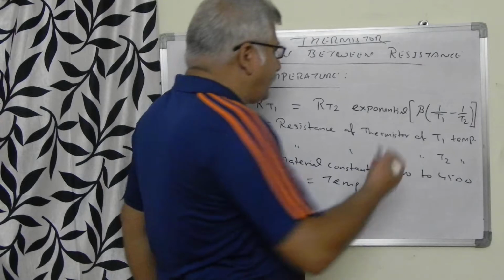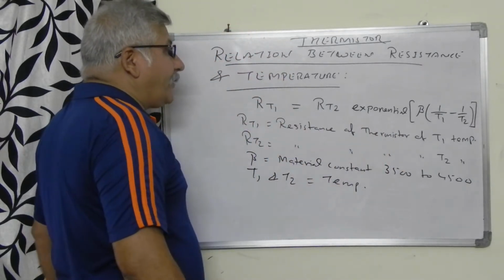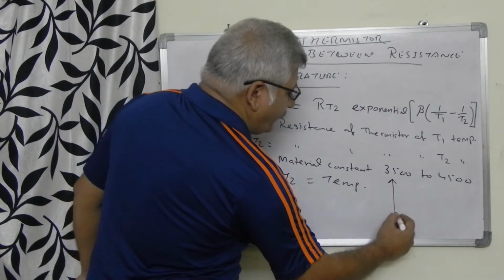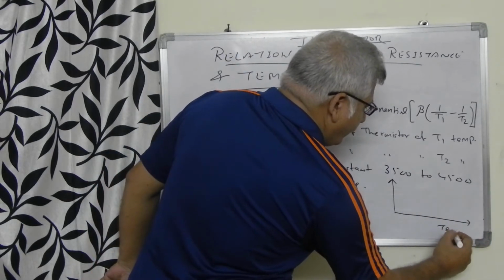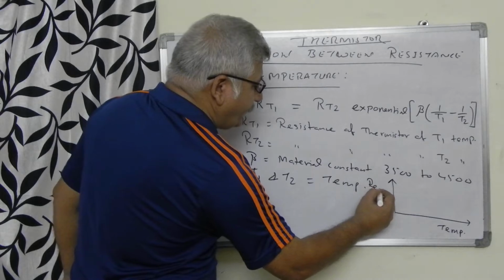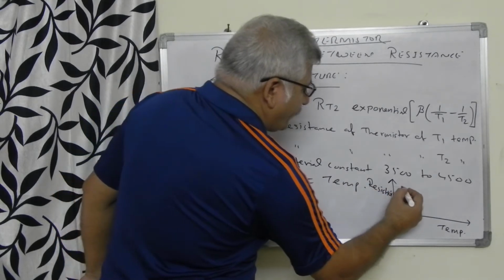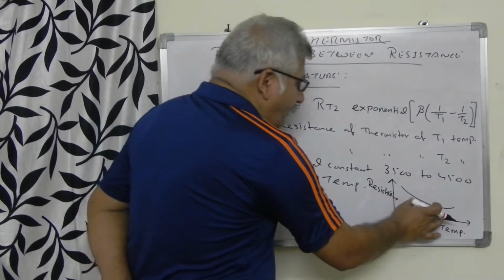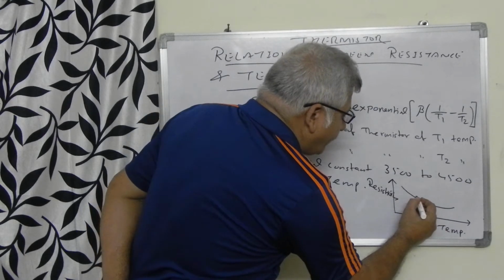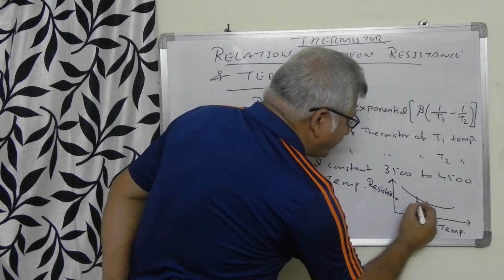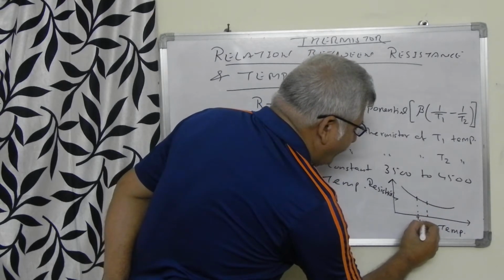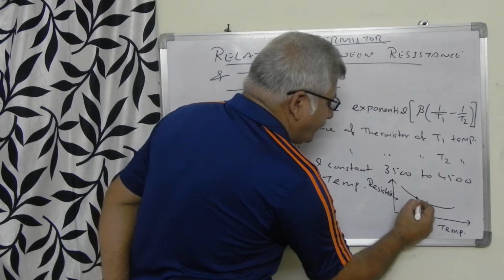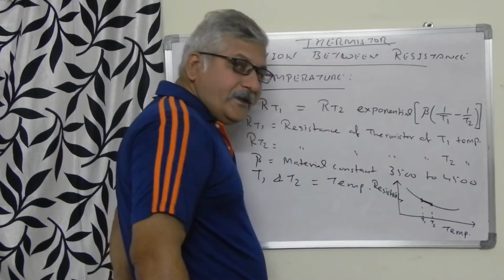Now we have discussed the characteristic of the thermistor, and at that time we saw a curve with temperature on the x-axis and resistivity on the y-axis. The curve is like this, a non-linear curve. But if you see the non-linear curve for a smaller range, for this temperature range T1 to T2, you can find this portion as linear.